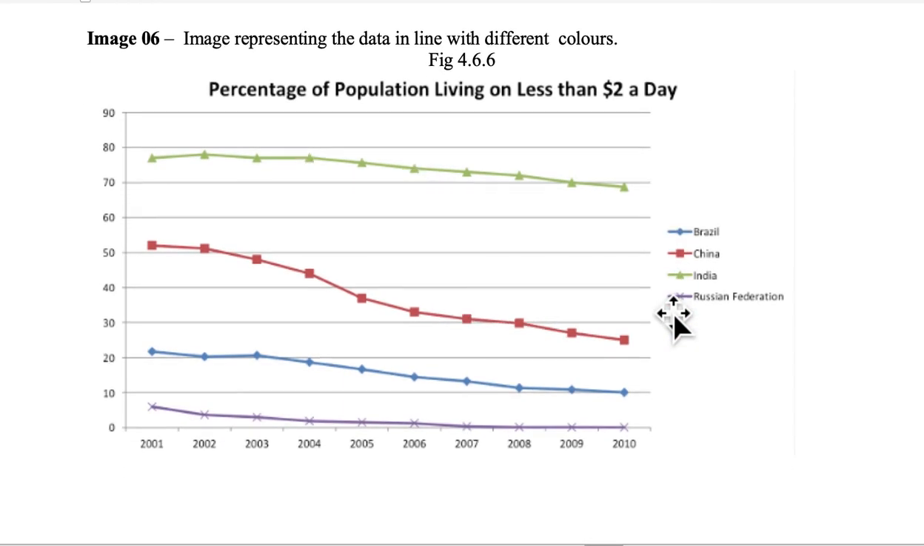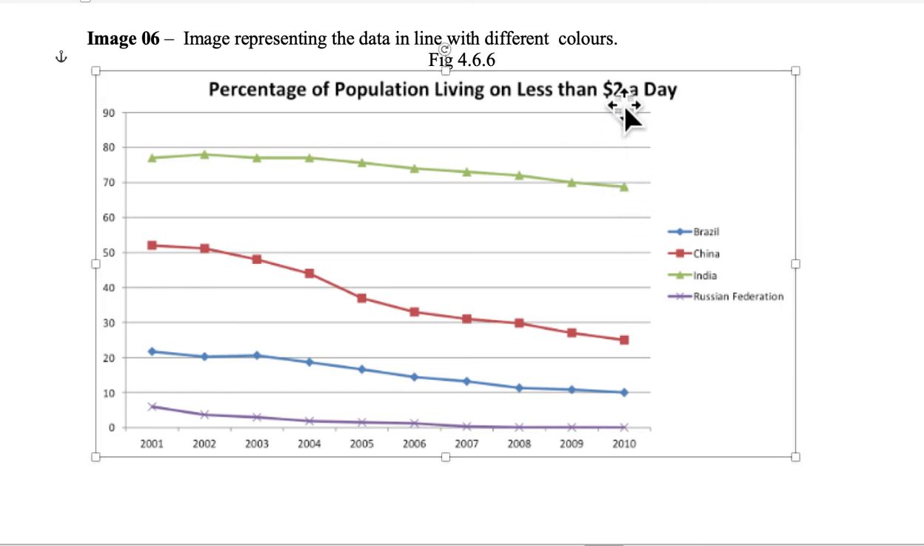Here again, we have another kind of graph showing the percentage of population living on less than $2 a day. This shows the international data. This green line is for India. In 2001, 78% of the Indian population lived on less than $2 a day. Now it has decreased, and in 2010 we can see that less than 70%, maybe 69.5% of our population exists on an income of $2 per day.